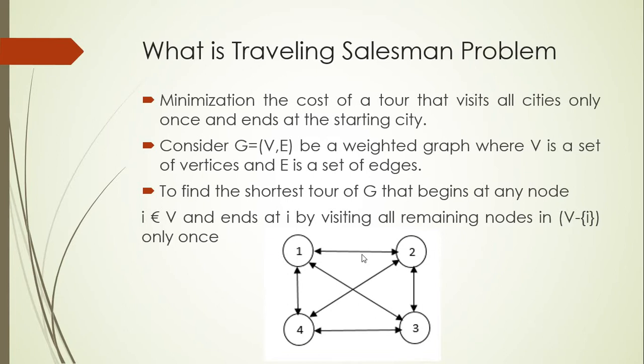Consider that G is equal to (V, E), a weighted graph. So this is a weighted graph here, where V is a set of vertices and E is a set of edges. To find the shortest tour of G that begins at any node i which belongs to V and ends at i by visiting all remaining nodes only once.